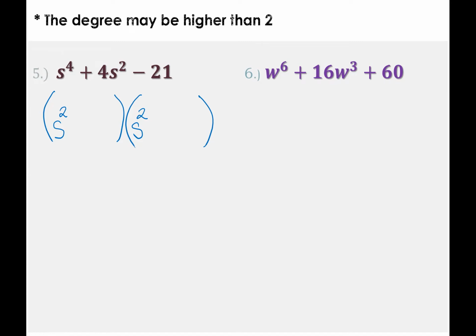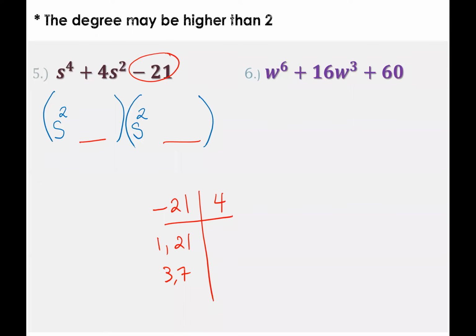Okay. Finishing up this problem is similar to the other ones. So I still need to come up with these last 2 numbers, and these last 2 numbers do need to have a product of negative 21. So factors of negative 21, my sum is going to be 4, so 1 and 21 or 3 and 7. Those are my options. It's going to be something with a 3 and 7. I just need to figure out which one's negative so that my sum is 4.